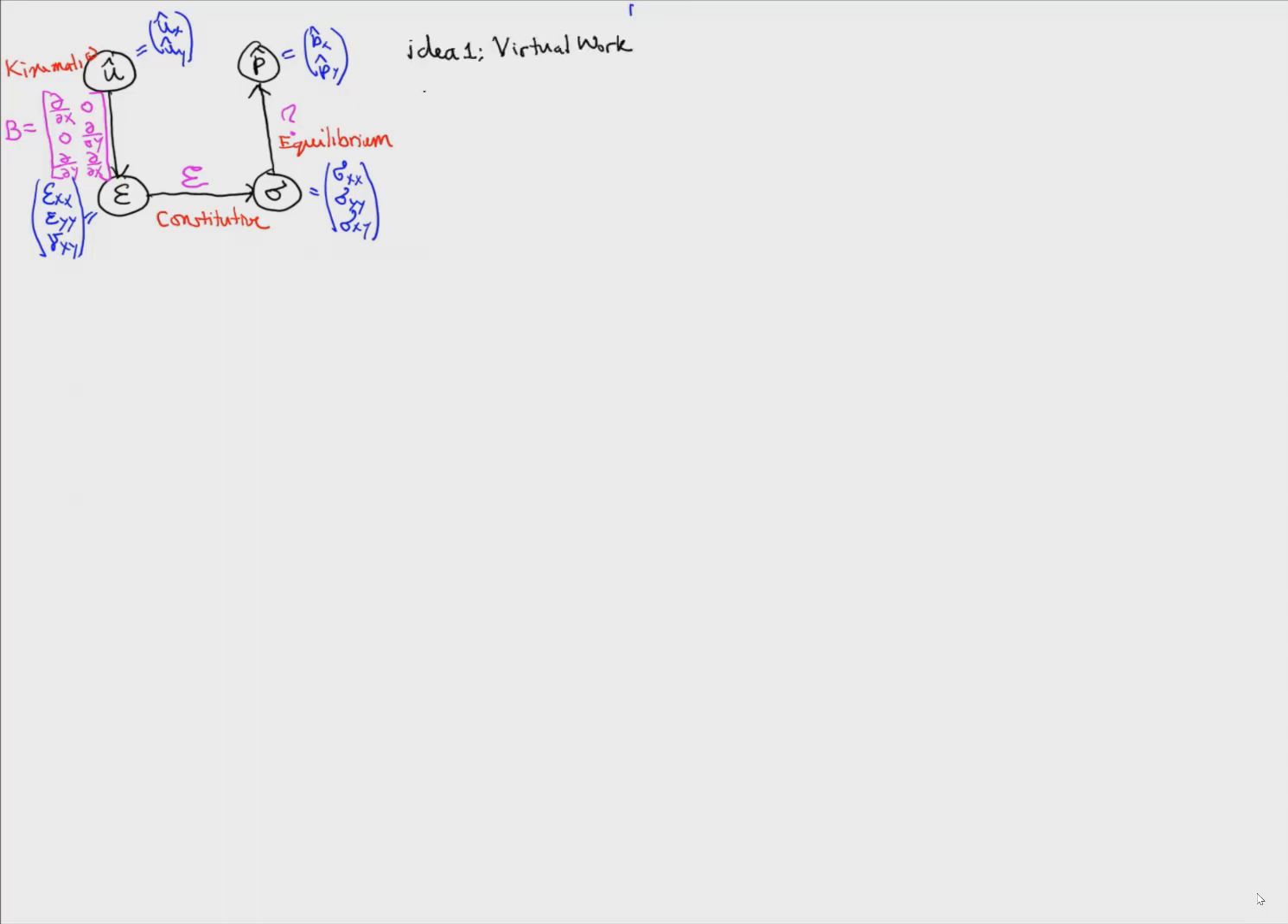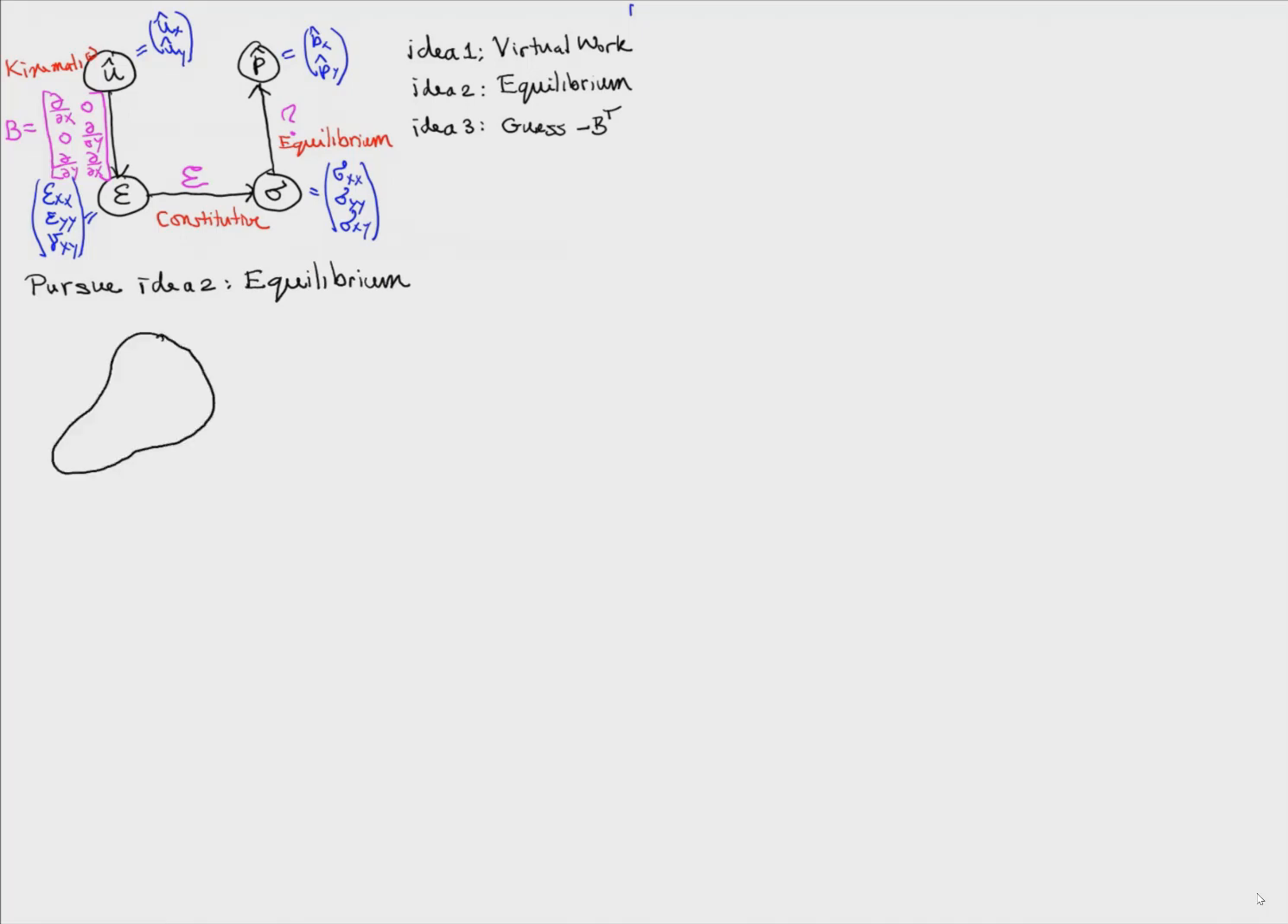So to find out what that relationship is, one idea is to use virtual work, another idea is to use equilibrium directly, and a third idea is to guess from our previous experience that it's probably minus B transposed. Let's pursue idea 2, it's equilibrium.